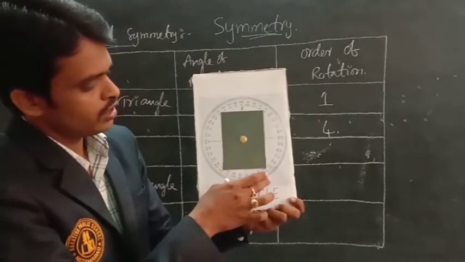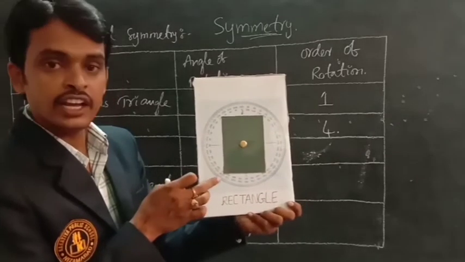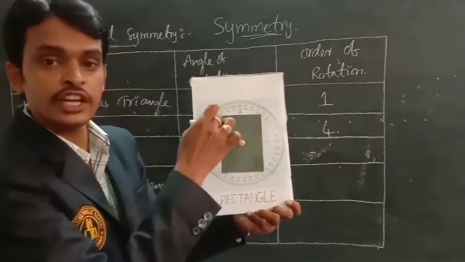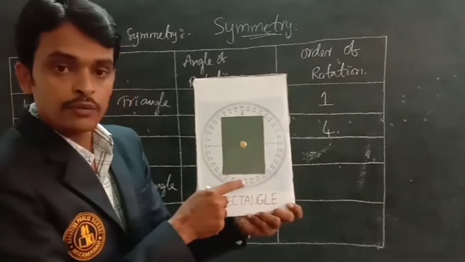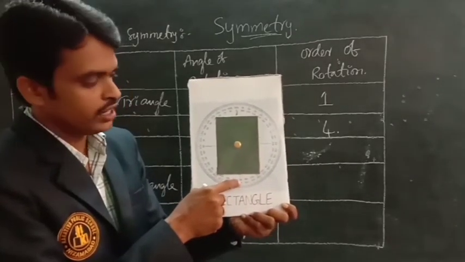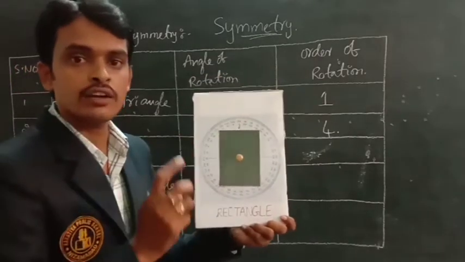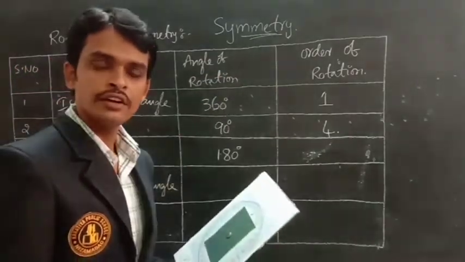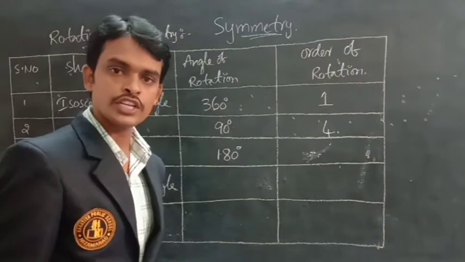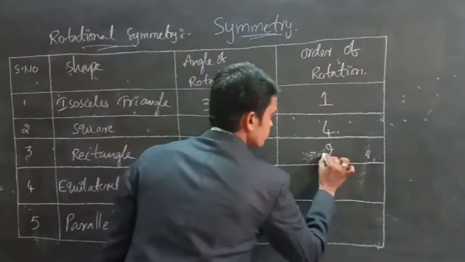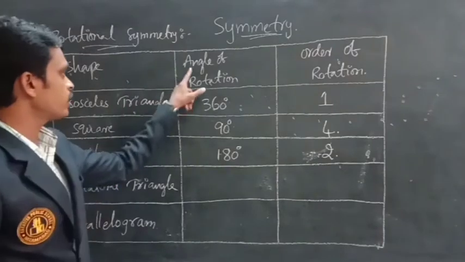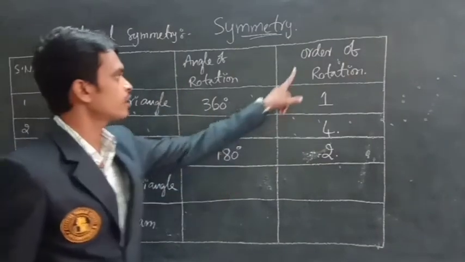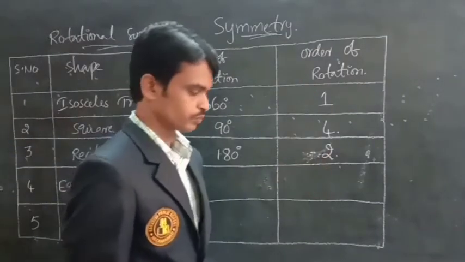Yes, the rectangle came to 360 degrees after total rotation. Here at 180 degrees, order of rotation 1. From 180 to 360, order of rotation 2. Then the rectangle has an order of rotation 2. So this is about rectangle. Angle of rotation is 180 degrees and order of rotation is 2.